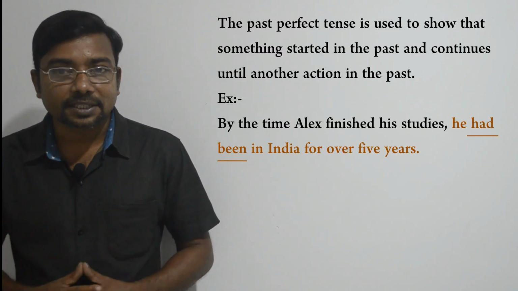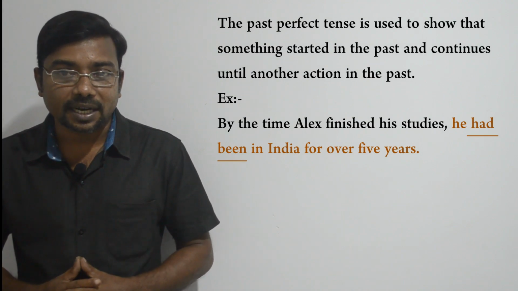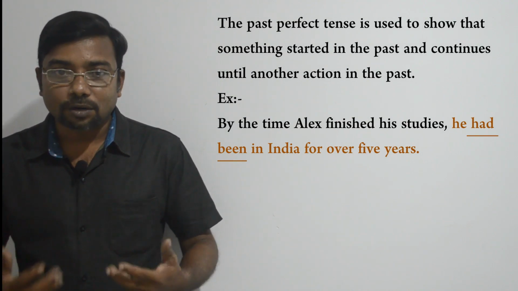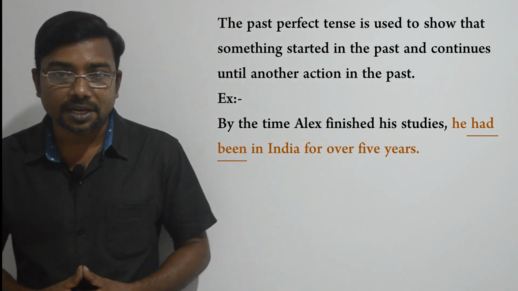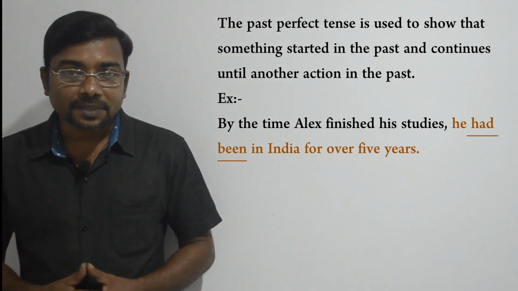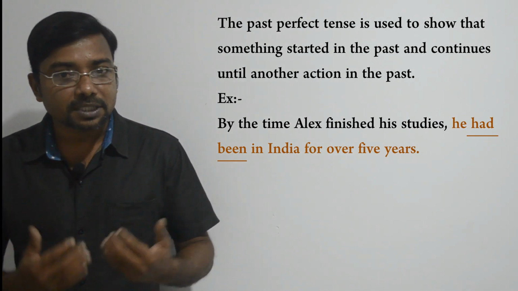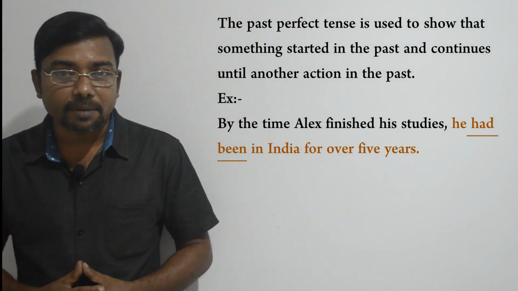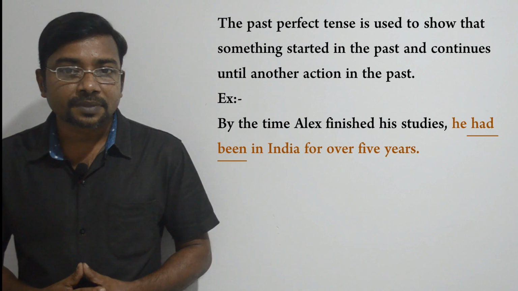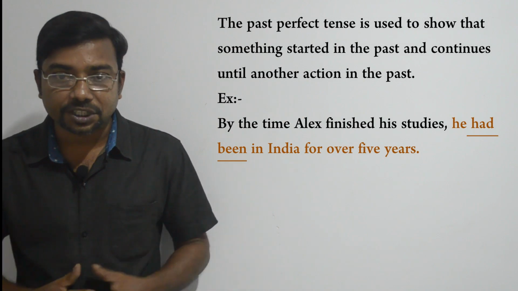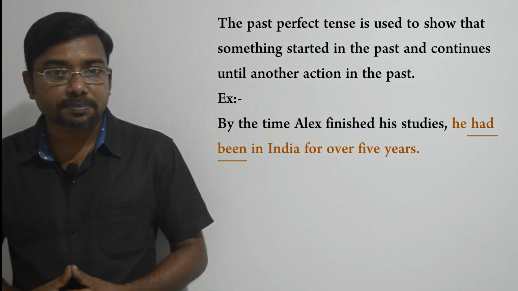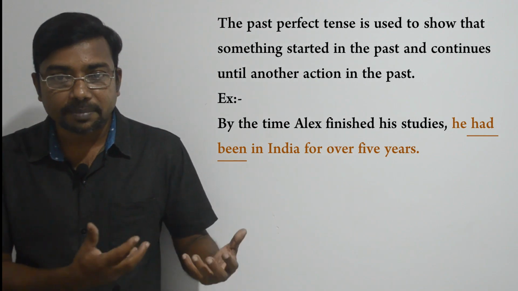Okay, we can also use past perfect tense to show that something started in the past and continued up until another action in the past. Look at this example. By the time Alex finished her studies, he had been in London for over 5 years. Here, he had been in London for over 5 years comes with past perfect tense because we use the auxiliary verb had and the verb be in past participle form, been. Here the action started in the past and continued up until Alex finished his studies. So we can use the past perfect tense to talk about something that started in the past and continued up until another action in the past.